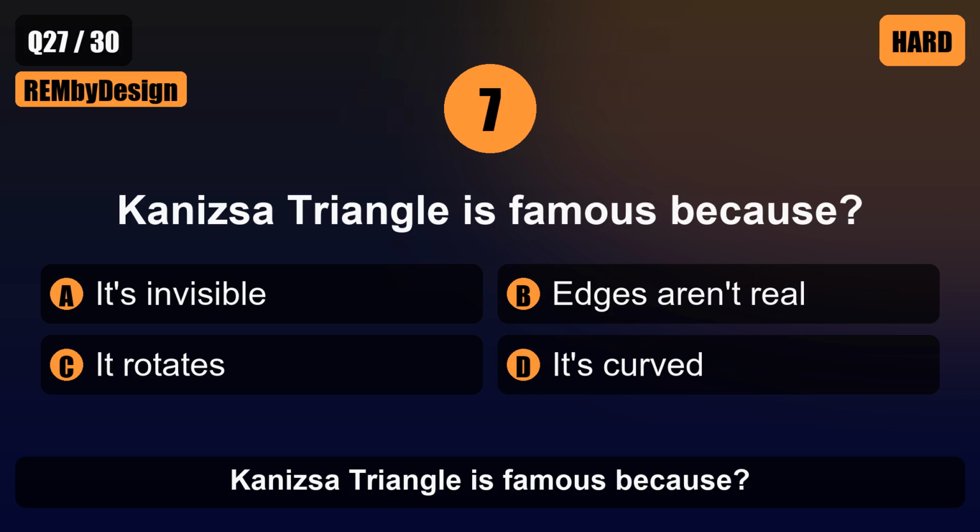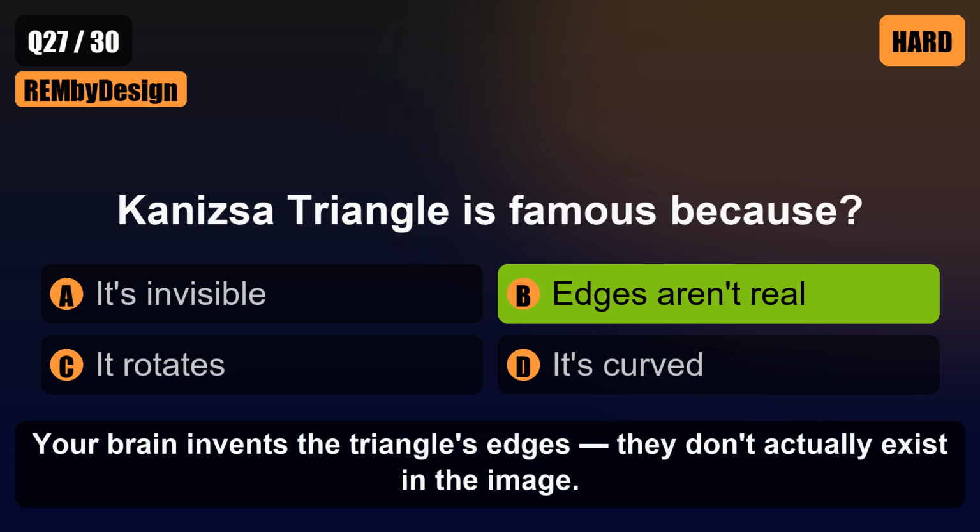Knitza triangle is famous because A. It's invisible, or B. Edges aren't real, or C. It rotates, or D. It's curved. The answer is B. Edges aren't real. Your brain invents the triangle's edges, they don't actually exist in the image.